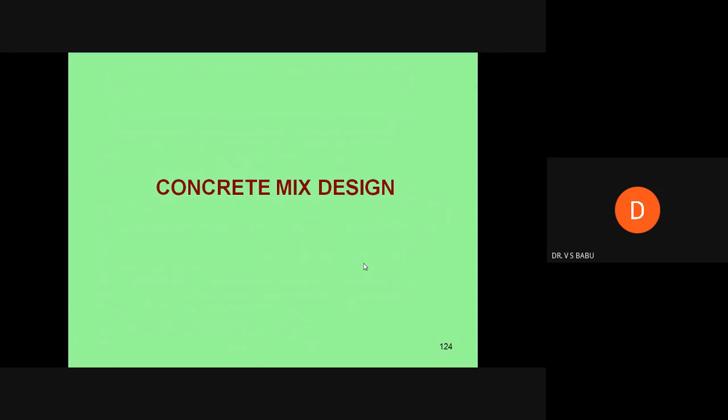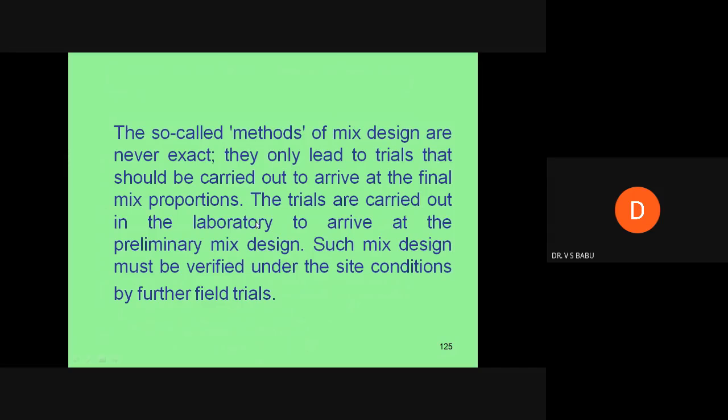Now go for concrete mix design. At least I have to complete this mix design also. The fundamental background and basic principle of concrete mix design is that the so-called methods of mix design are never exact methods. This point is very, very important. Whatever methods are suggested in the IS 10262 code are not exact mix designs, that means LHS is never equal to RHS. Mix design is nothing but a recommendation.